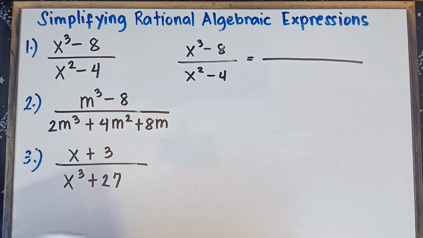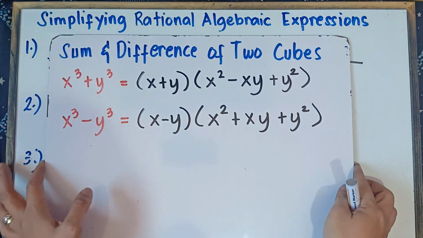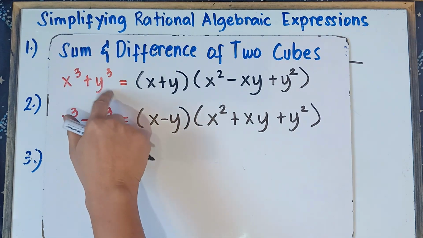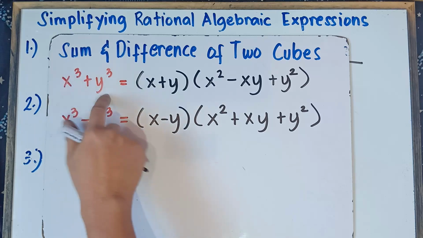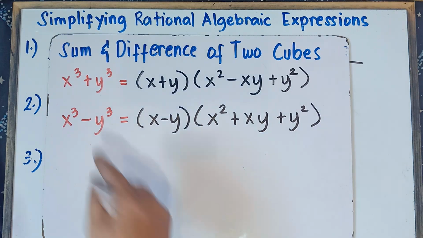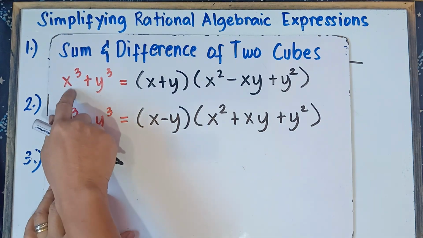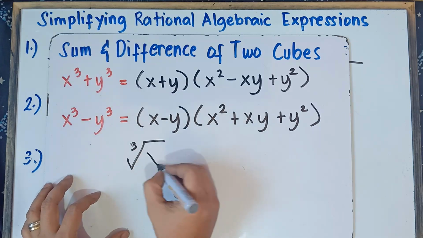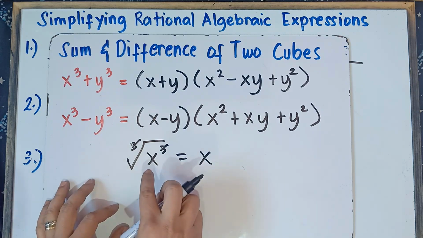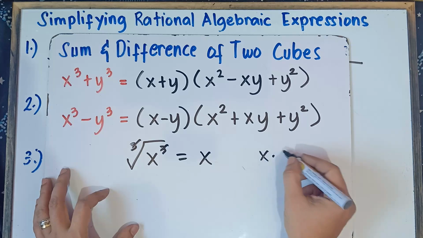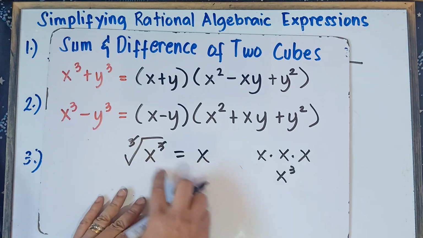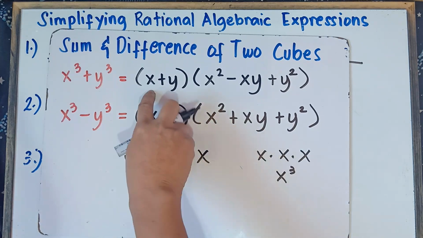So let's recall, class, with regards to the sum and difference of two cubes. If your first term is a perfect cube and your second term is a perfect cube and you have a plus sign, then there will be a sum of two cubes. To get the factor, first step, get the cube root of the first term. The cube root of x cubed would be equal to x. Why is that, sir? Because x times x times x would be x cubed. Therefore, the cube root of x cubed would be equal to x. So that's why you have x.